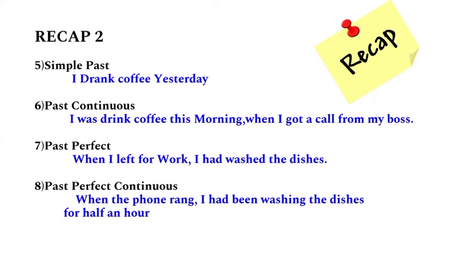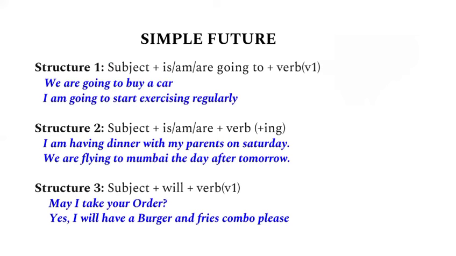Let's turn to our next tense, simple future. This tense is a bit tricky because there are three most important forms: going to, present continuous, and will. Let's talk about where to use these. We use going to to express plans and intentions. We make this form with a subject plus am, is or are going to plus verb V1 form. For example, we are going to buy a car. That means we have a plan to buy a car. Next, I am going to start exercising regularly.